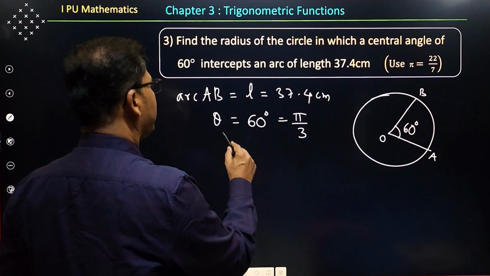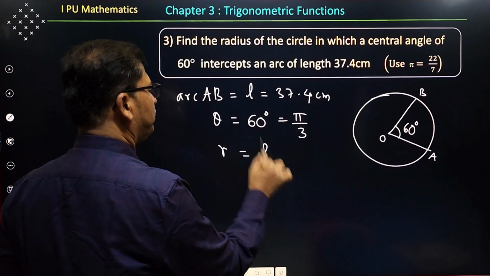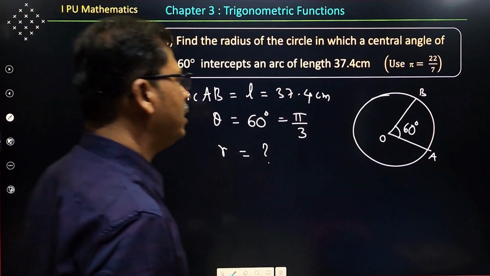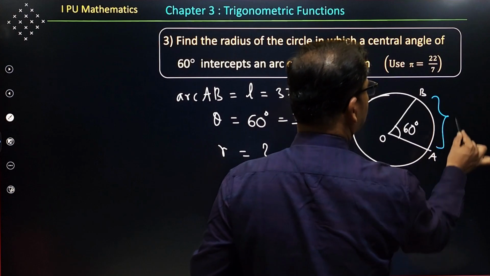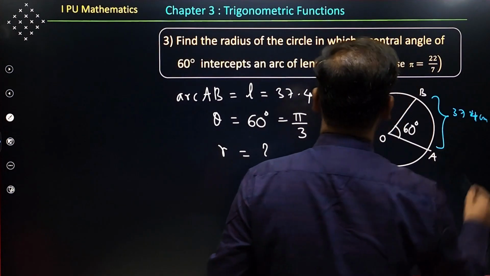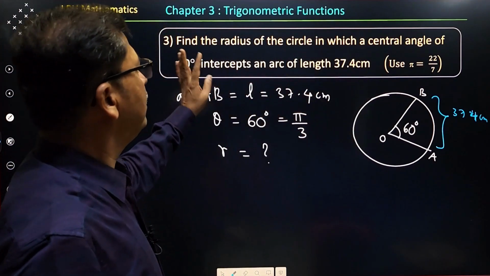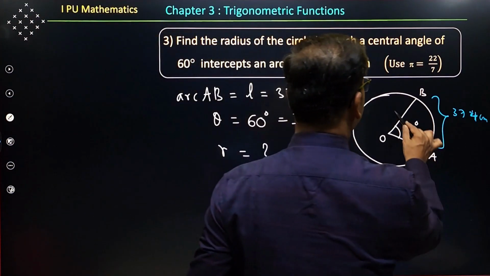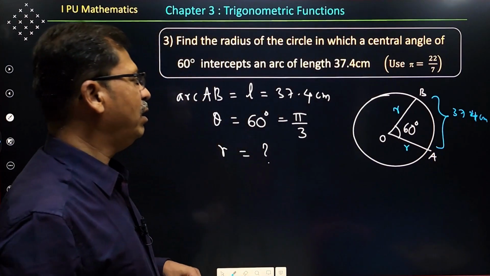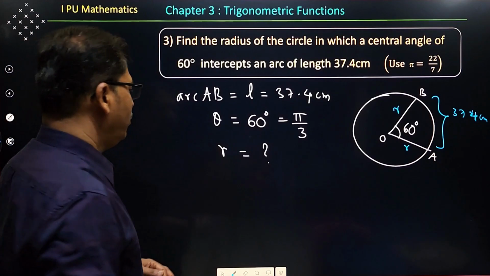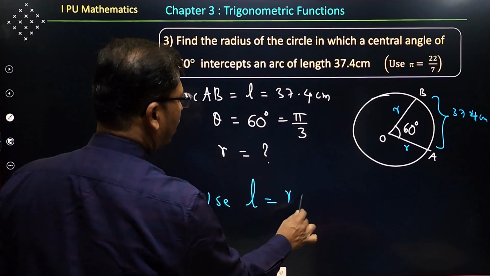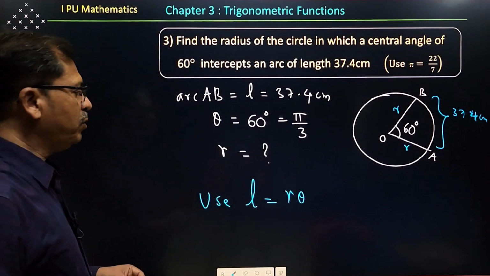You need to find out the radius, so r is to be calculated. This is the question. Please concentrate here. Arc AB, this length is given, which is 37.4 centimeters, and the 60 degrees I have noted already. This radius r is to be calculated. You have a relation between L, r, and theta. What's that relation? You have to use L is equal to r theta.